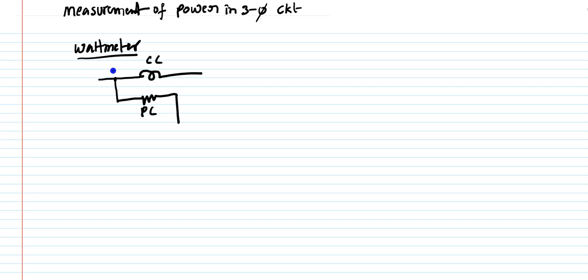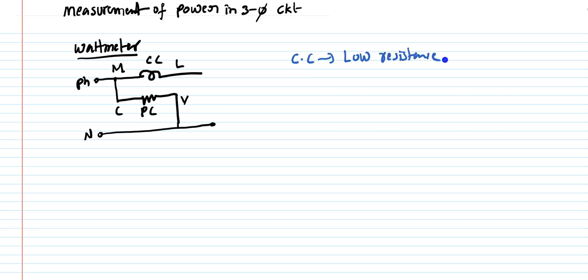This wattmeter has four terminals, that is M, L and C, V, like this. These terminals are given, and generally this wattmeter is connected between the phase and neutral wire if it is a single phase system, and the wattmeter connection can be represented here. Here, the current coil has a low resistance value, and the pressure coil has a high resistance value. So why?